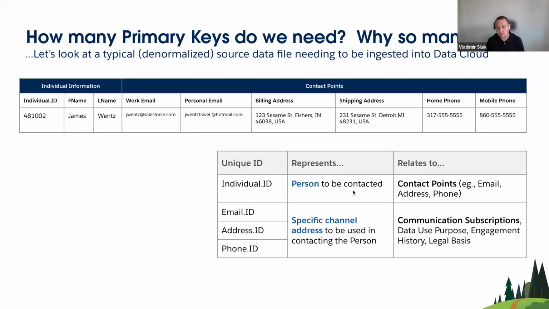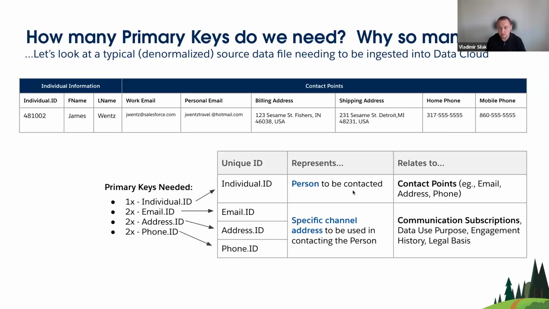So let's look at how we start thinking about mapping it into different objects and how many primary keys we actually need to represent this information. For individual, we need to represent that person, and therefore we need to have one ID for person. We've got it. For email, we have 2 different emails. For phone and address, the same story.